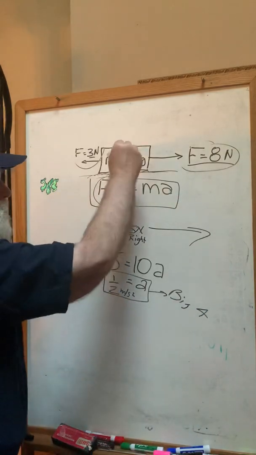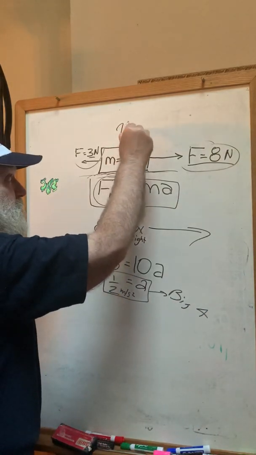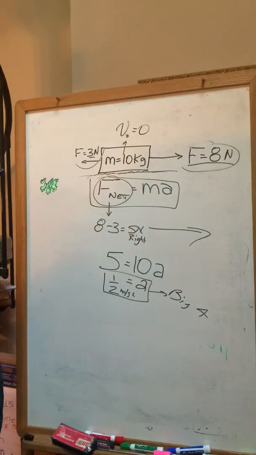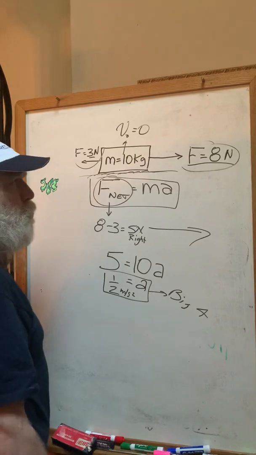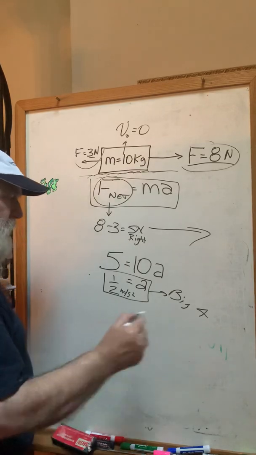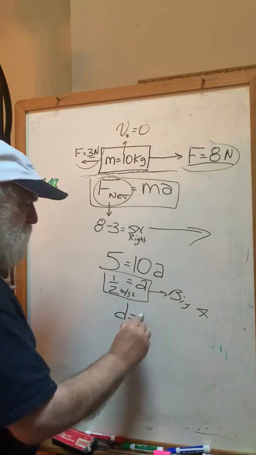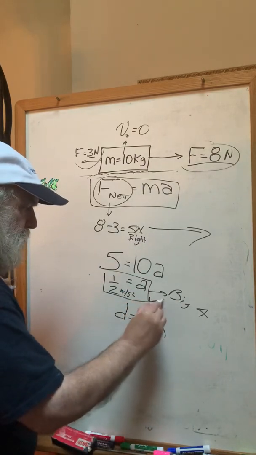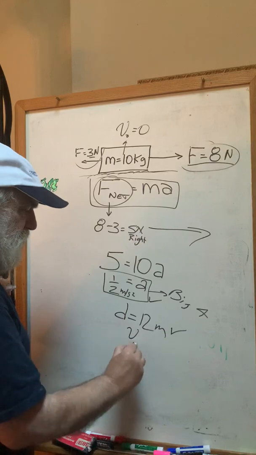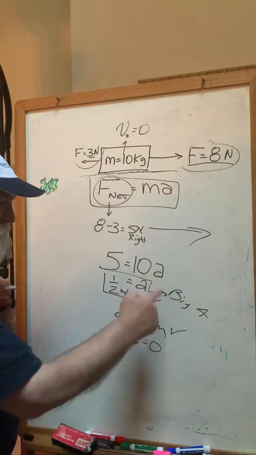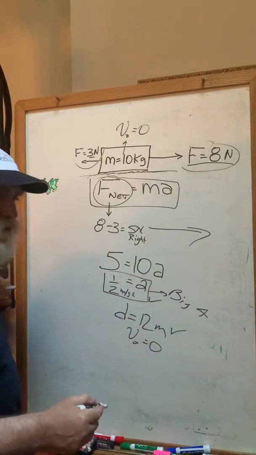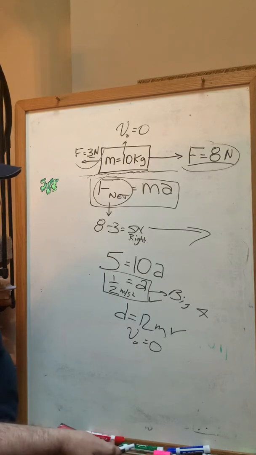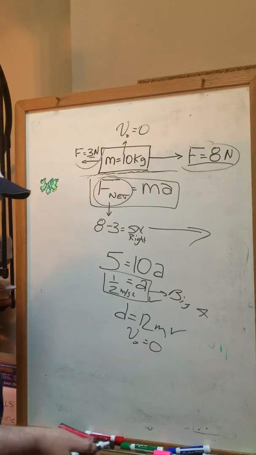Because now I know, let's say that it's at rest, and I say that I move it for a distance of 12 meters. So now I know the acceleration, the distance, and the initial velocity. I know 3 of the unknowns in the big 4. I can solve for the other 2. Suppose I want to know how long it takes.